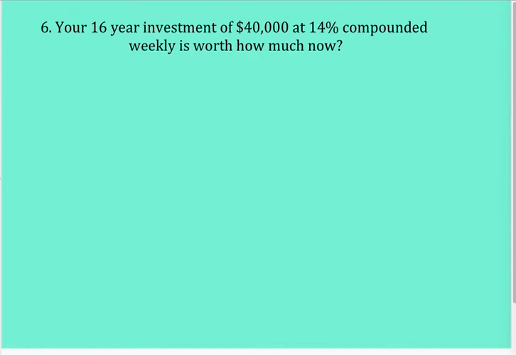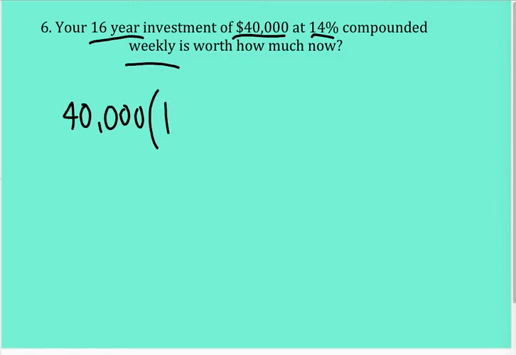All right, so you invest money for 16 years. $40,000, 14% compounded weekly. How much is it worth now? By now, I'm hoping you can start putting this together a little bit on the fly and work it out. So 0.14 is what 14% is as a decimal, divided by 52. So 52 weeks times 16 years. So 0.14 divided by 52 plus 1, raised to whatever 52 times 16 is, that's a big number, times 40,000.